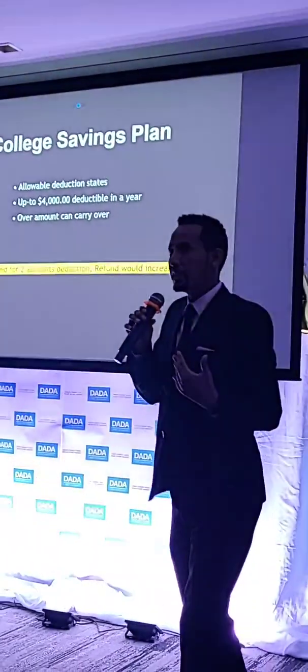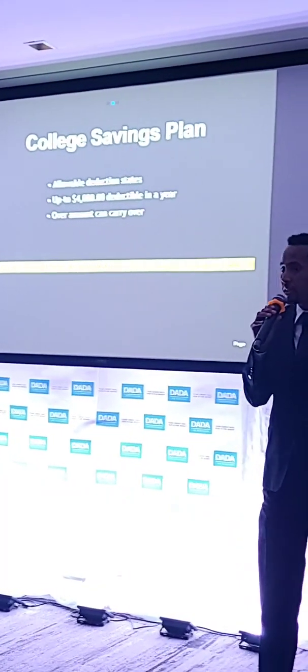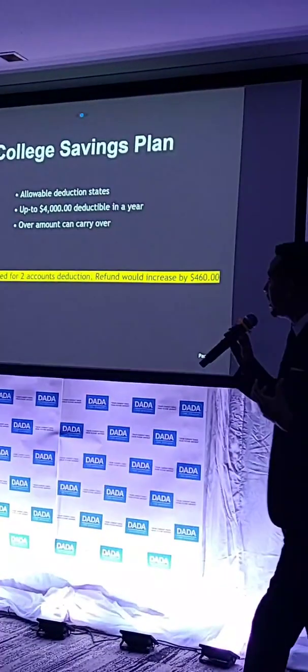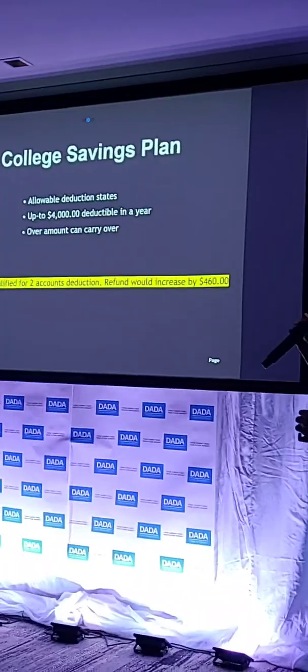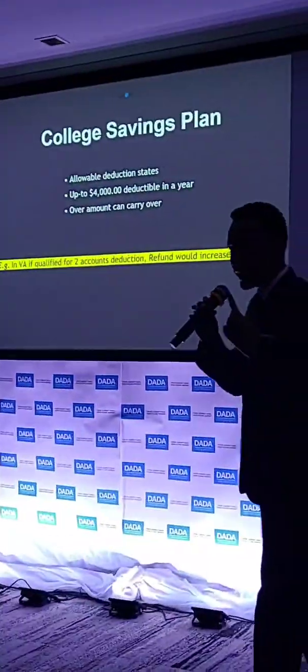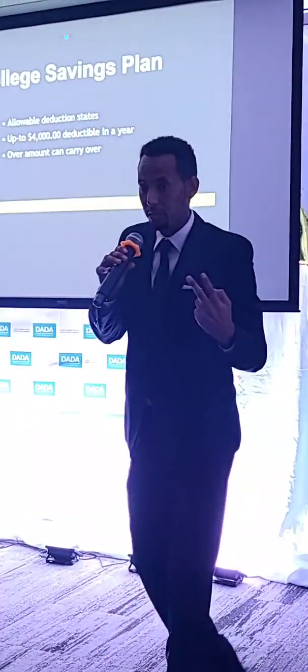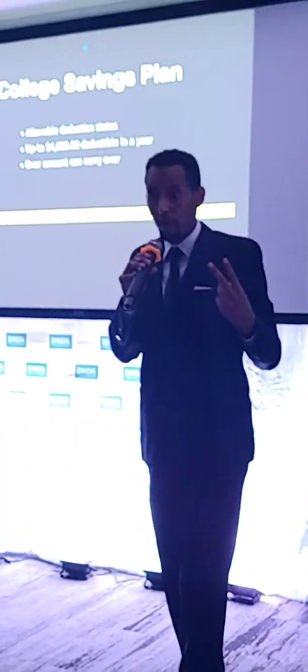Next, there is something called a qualified savings account. I don't think everybody takes advantage of this. This is for people who have kids. It's an allowable deduction for some states. For one kid, both parents can have one account each, which means basically 2 accounts for one kid.